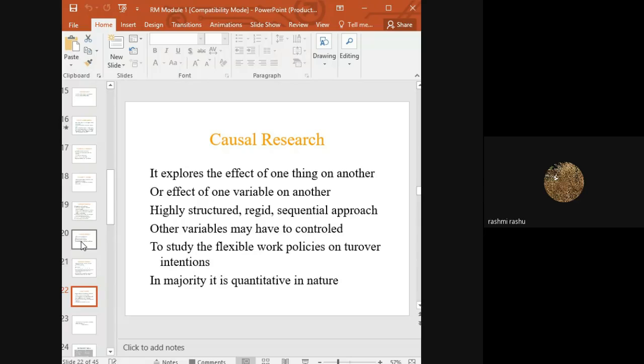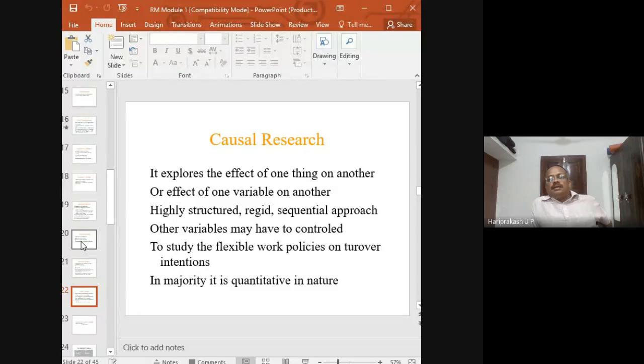Sales is dependent. Okay, very good. She has answered very correctly. Sales is the dependent variable. Sales is dependent on advertisement. Advertisement is the independent variable. It is not dependent on anything. It is not dependent on sales. Advertisement is not dependent on sales, but sales is dependent on advertisement.